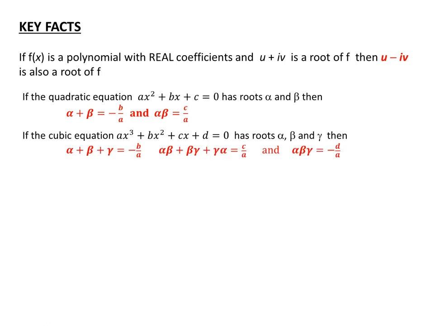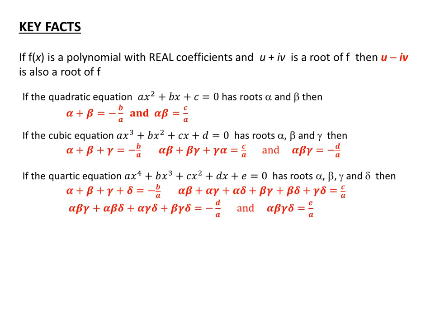If we have a cubic equation, ax cubed plus bx squared plus cx plus d equals 0 with roots alpha, beta and gamma, then alpha plus beta plus gamma is minus b over a, alpha beta plus beta gamma plus gamma alpha is c upon a, and alpha beta gamma is minus d over a.